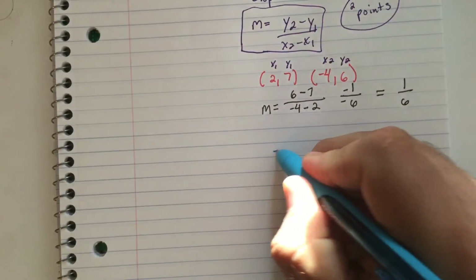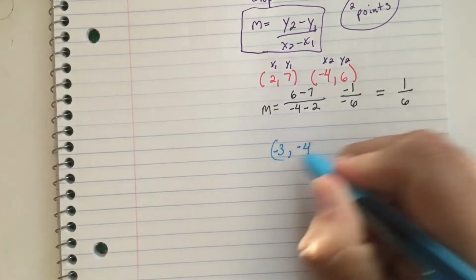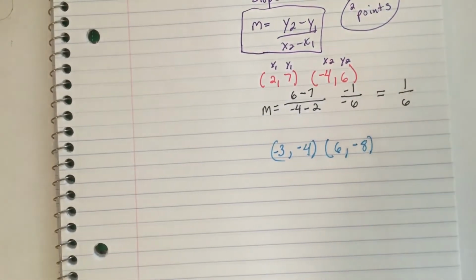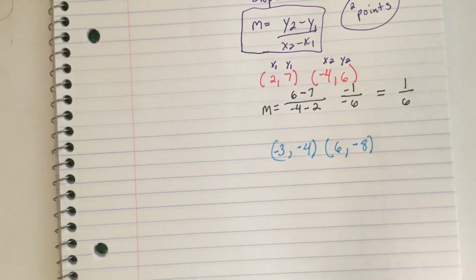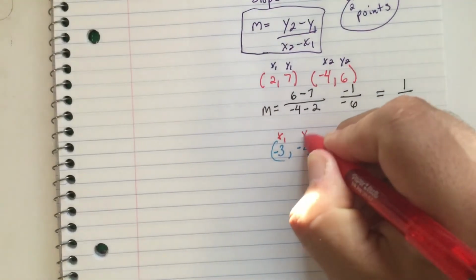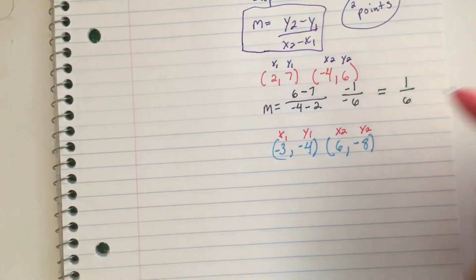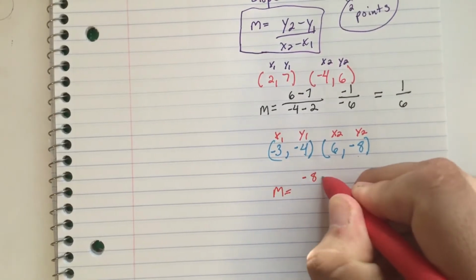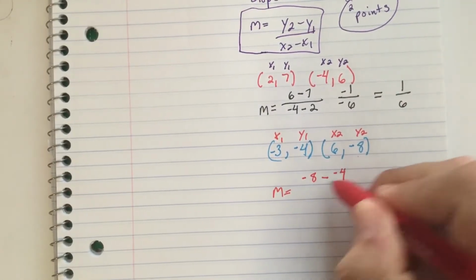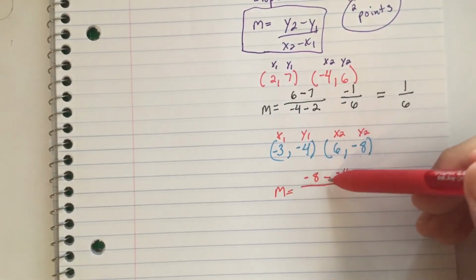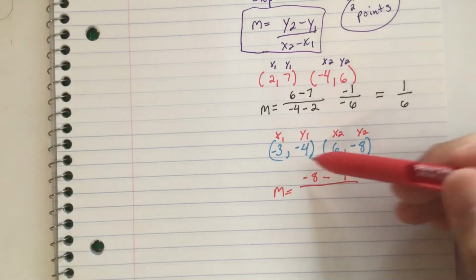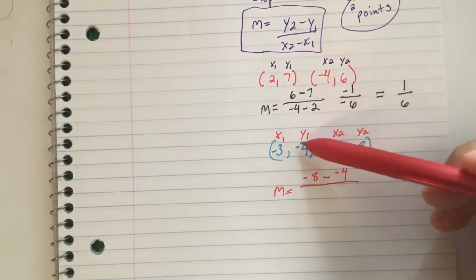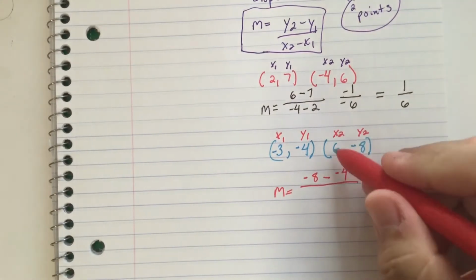Let's say (-3, -4) and (6, -8). Again, label your points. That's the most important piece. Let's say this one's x1, y1, and this one's x2, y2. If I'm labeling my points correctly, it should be m equals y2, which is negative 8, minus y1, which is negative 4. Look what happened there. Pay attention: negative 8 minus negative 4. This minus doesn't go with the numbers. This minus is part of the formula. It just so happens y1 is negative 4. So remember that.